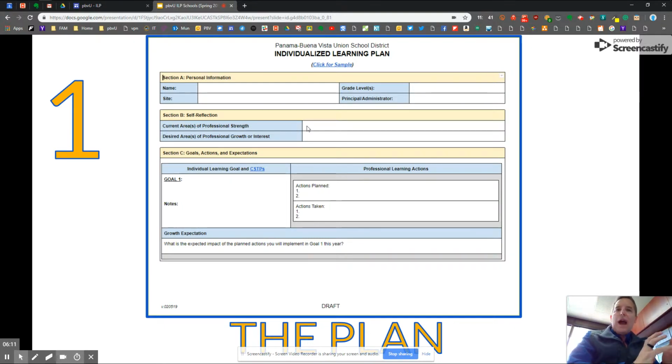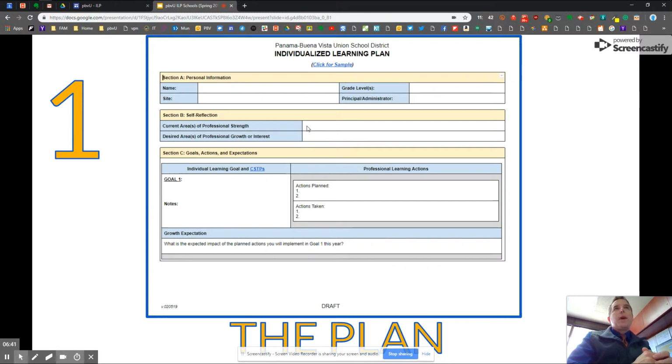In contrast, your actions, and you're only going to be able to speak to your action plan. Actions taken would be at the end of the year as you start accomplishing some of these actions. So an action plan might be a conference that you plan to attend. It might be work that you plan to do with your academic coach. It might be observing a teacher. It might be co-plan, co-teach ideas.